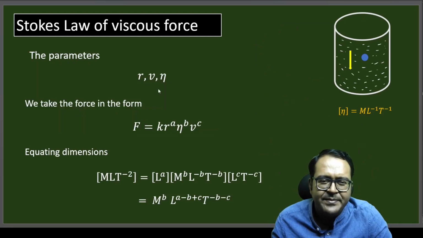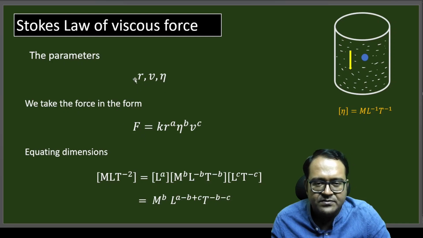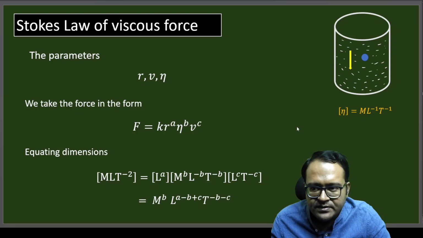After you are given the parameters, the work is simple. We just equate it. Force equals k r to the power a, where k is a constant, eta to the power b, and let's say v to the power c. The dimension of eta I already told you: M L minus 1 T minus 1.